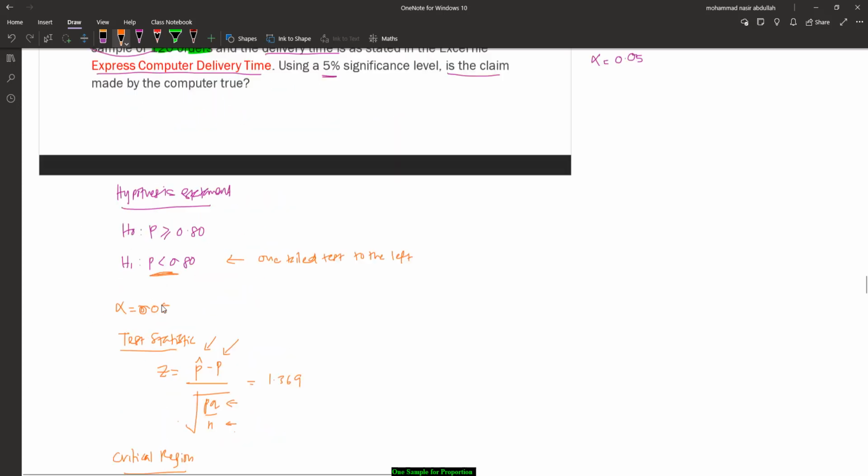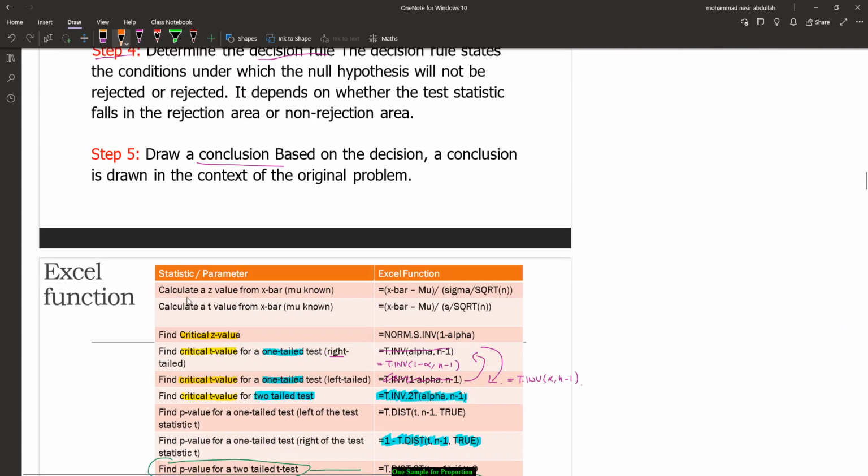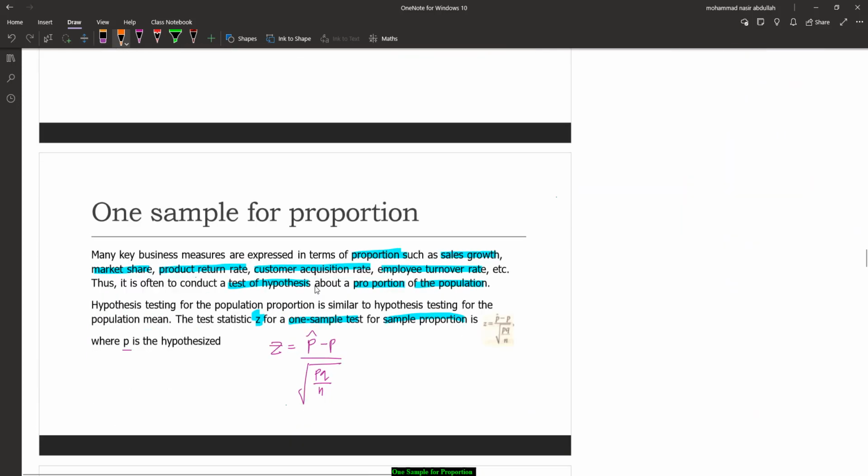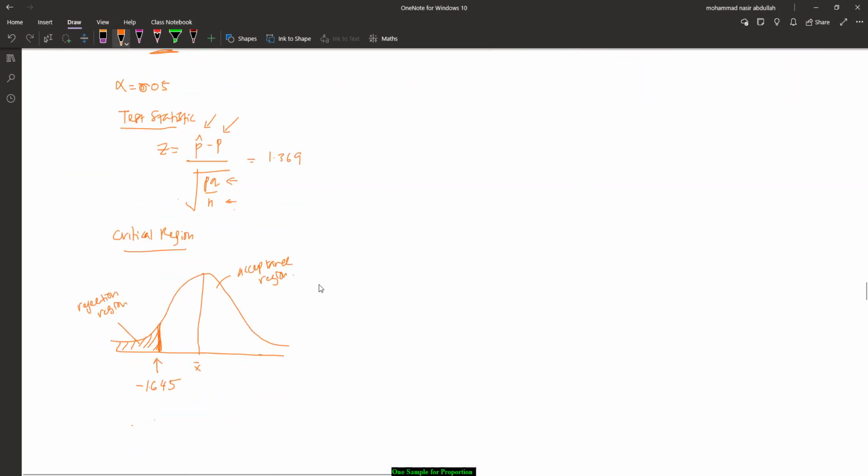The formula you can get from the book, where if you want to find the critical value for a one-tail test, for a z critical value, you use the inverse normal of 1 minus alpha. This is the formula that I used just now.